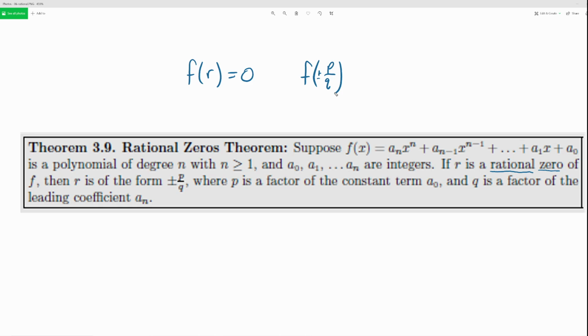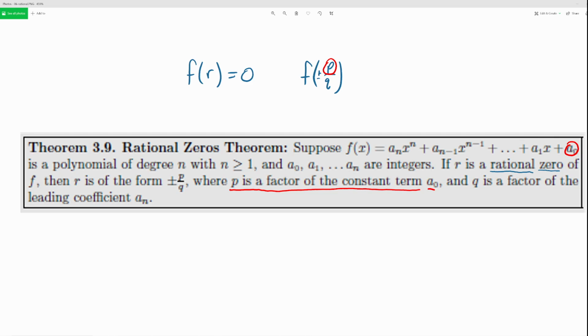So if r is a rational zero of the polynomial, then r is of the form plus or minus p over q, where p is a factor of the constant term. So let's talk about this for a moment. P is a factor of the constant term a naught, is the way you say that out loud. So the number at the end, the constant, p is a factor of the constant. What that means is the numerator of this fraction has to be a factor of the constant term.